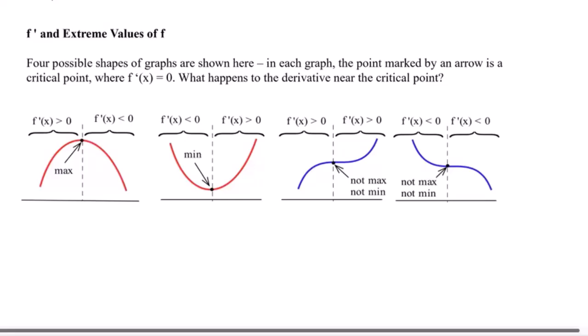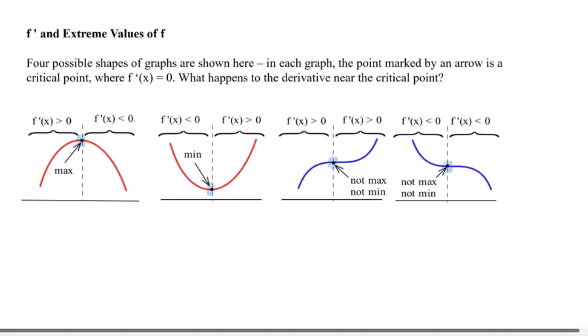So f prime and extreme values of f. We have 4 possible shapes of graphs shown here. In each graph, the point marked by an arrow is a critical number. So this is a critical point. This is a critical point. This is a critical point. And this is a critical point.